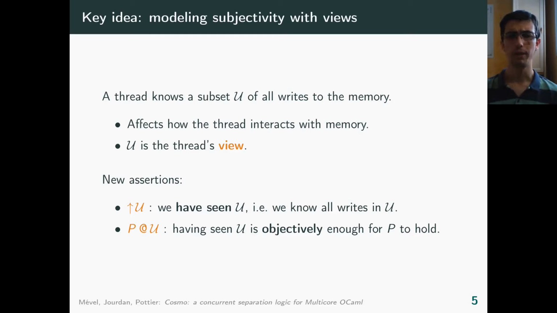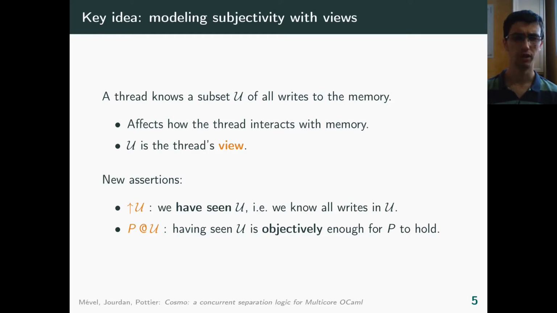Now we want to manipulate these views from the logic. And for that, we add new kinds of assertions. The first new kind of assertion is this upper-row u, where u is a view. We pronounce it as "we have seen u", and it means that the current thread knows all writes in u, so it is an assertion about the current view of the thread. And the second new assertion is P at u, where P is an assertion and u is a view.